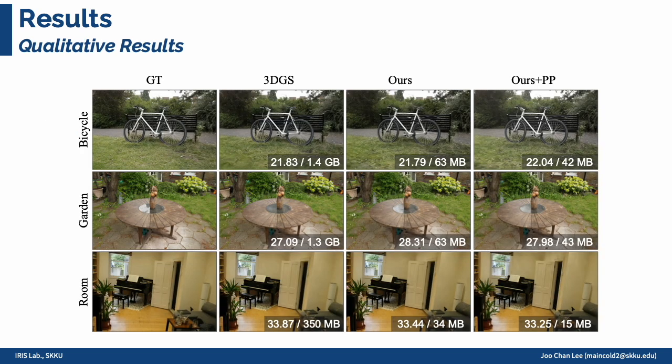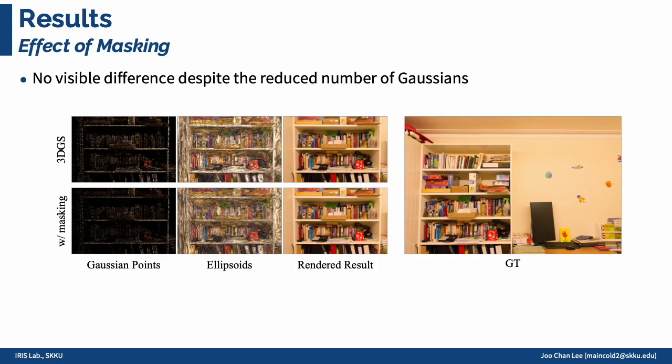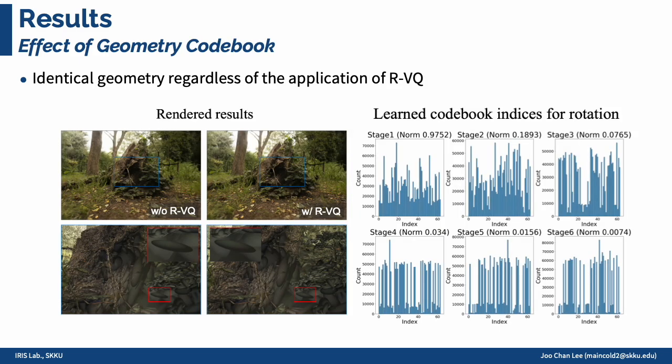The qualitative results also demonstrate the high-quality reconstruction with significantly reduced storage. Although the number of Gaussians is noticeably reduced, as demonstrated by the sparser points in visualization, the rendered result retains high quality without visible difference. The majority of Gaussians maintain identical geometry regardless of the application of R-VQ, with only a few exhibiting very subtle geometric distortions that are hardly noticeable.